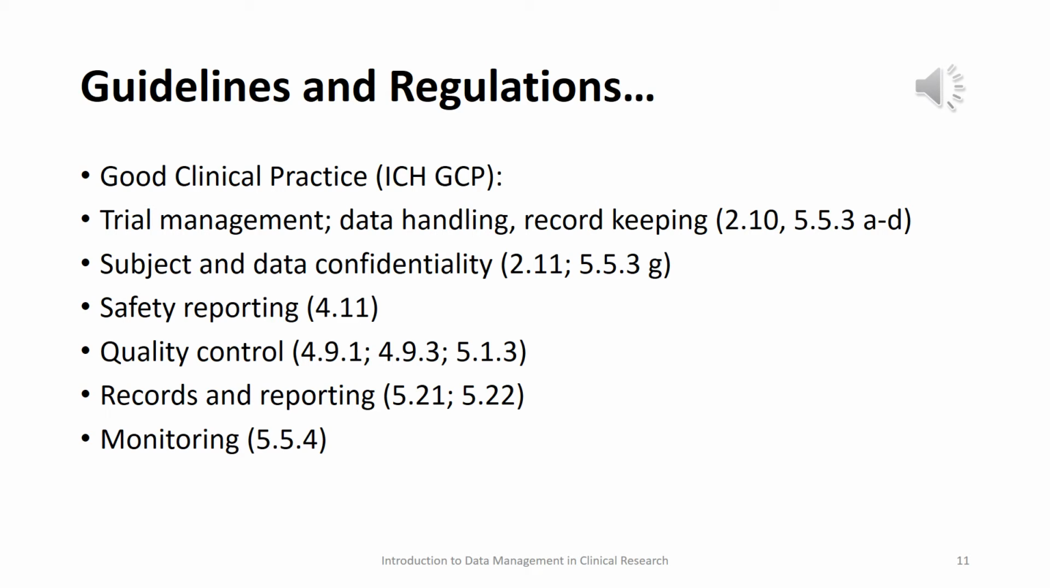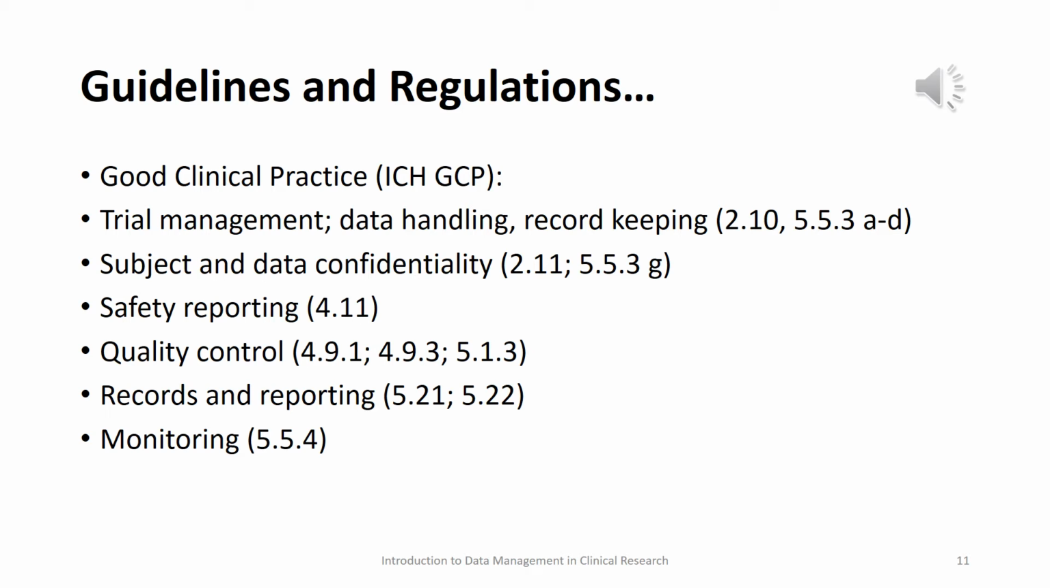So I've listed a few of them here: trial management and data handling and record keeping. You can see the sections that they apply to. We also have subject and data confidentiality. There are certain patient data that we do not collect during the course of a trial and don't become part of the casebook. And that section 2.11 and then section 5.53 of the ICH Good Clinical Practice E6 guideline, that's where that's located. You can quickly Google these and you can find the guidelines online.